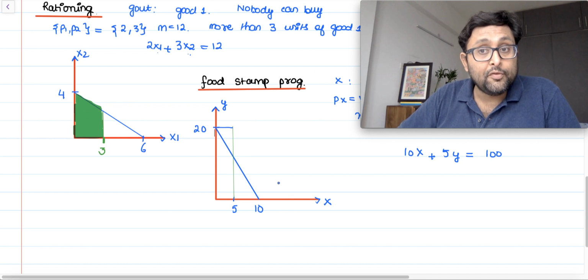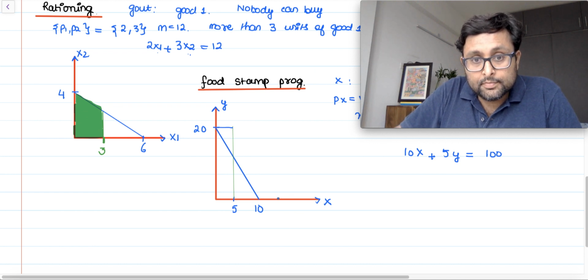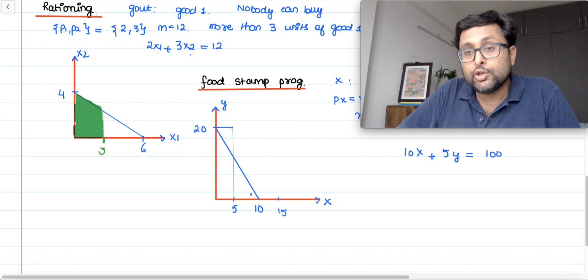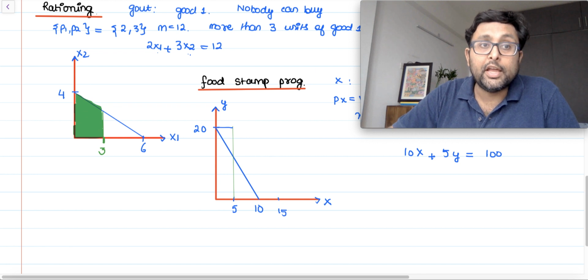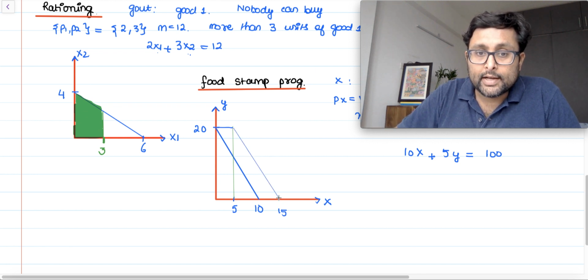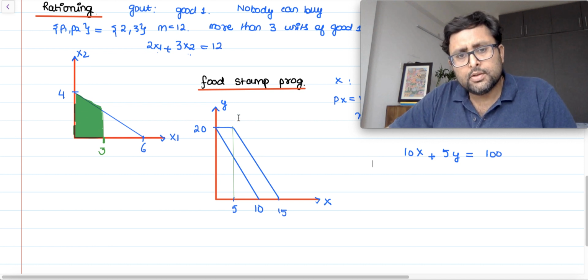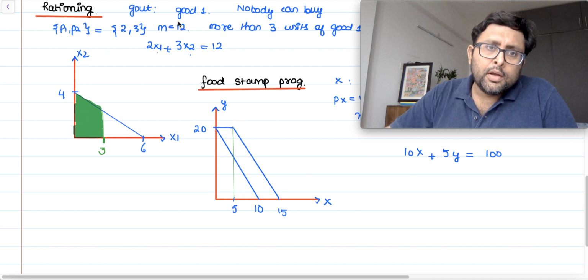For the other units, the maximum you could have bought, including those 5 units, is 15, if you were spending your entire income on X. If you were spending your entire income on X, you could have got 15 out here. Are you with me? So let me explain this once more.